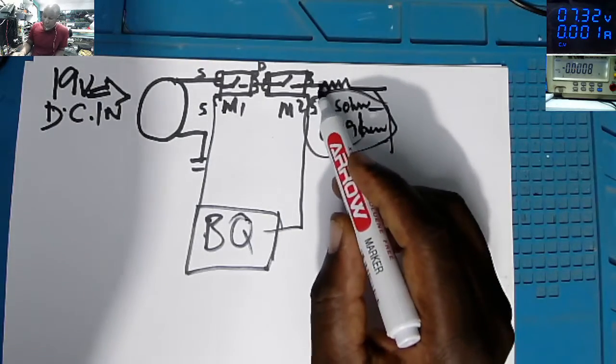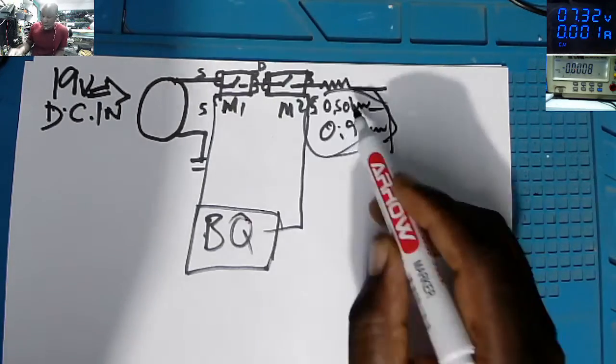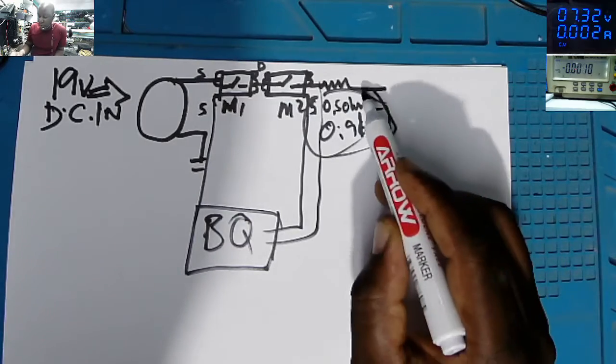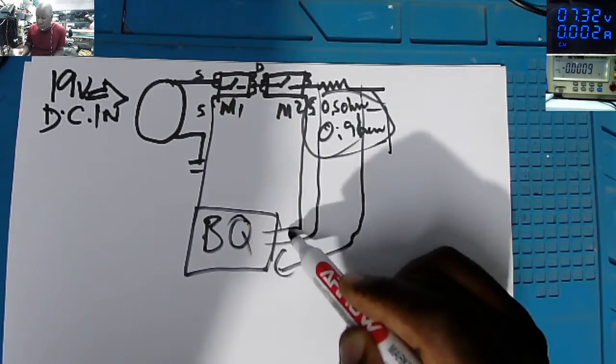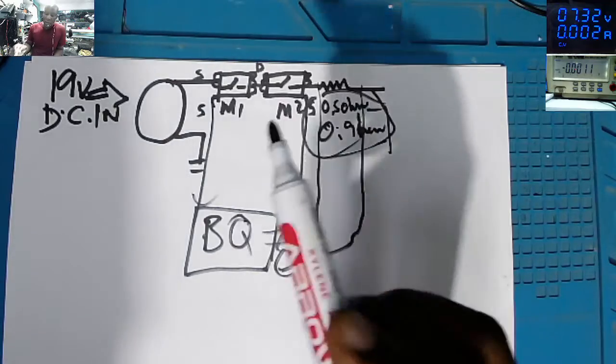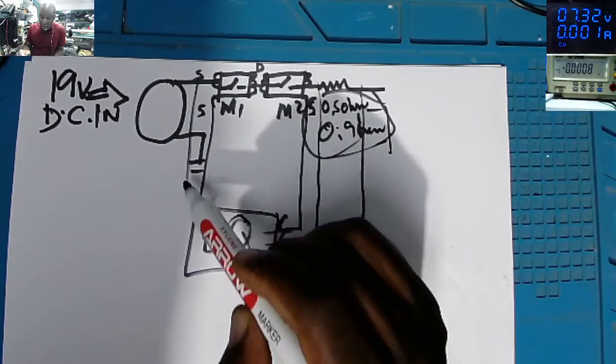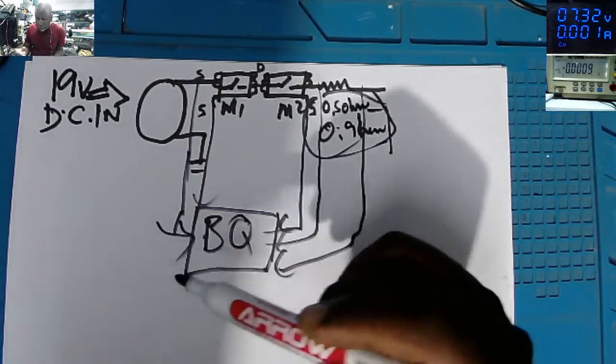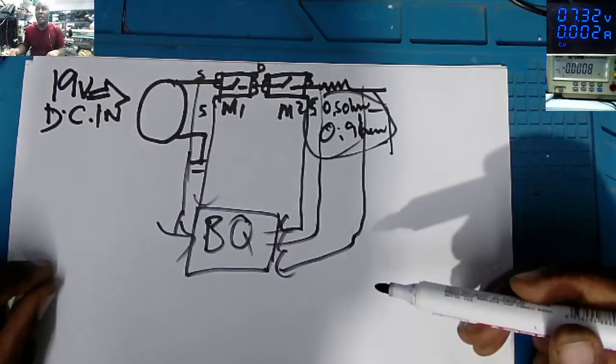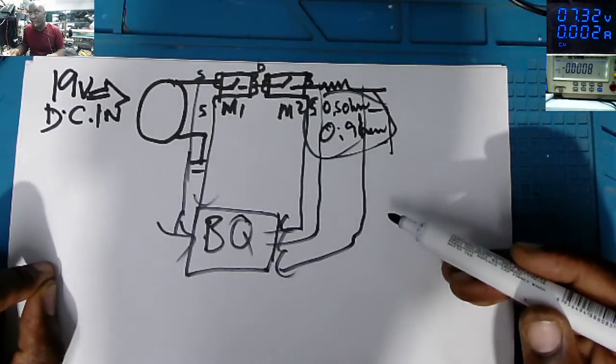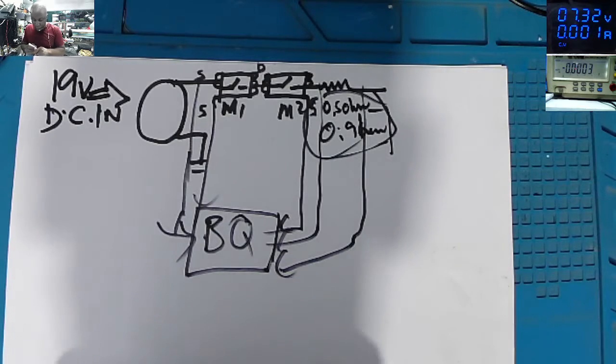And before the current sensor, there's also a signal which is going to the BQ chip. After the current sensor, another signal is going to this BQ chip. Before the input MOSFET, there's another signal which is going to this chip. So this chip is doing a lot of job. Okay? The BQ chip. Fine.